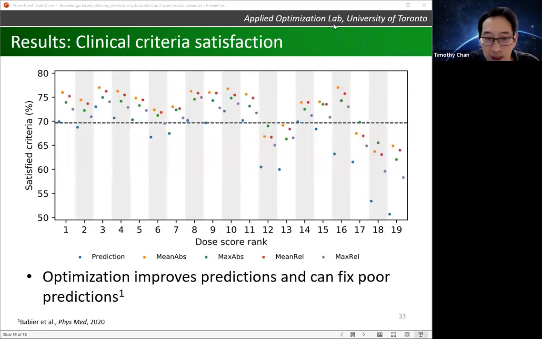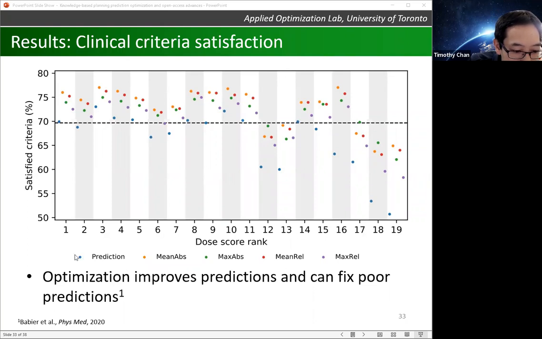Okay, and so here is a quick snapshot of the results, and there's much more analysis in the paper, which I'll point you to. But here we rank the 19 models in terms of decreasing performance in the dose score. So this would have been the model with the best dose score, the second best, and so on, of the ones that submitted. And these dots, so here I'll just pick an example. So the blue is the prediction.